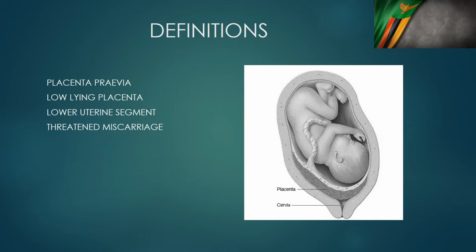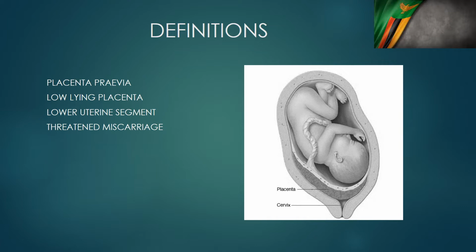So, as usual, we start with definitions. So, what is placenta previa? Placenta previa is a placenta that is lying in the lower uterine segment and covering the os. And we say the placenta is covering the os if it's within 2 centimeters of the internal os. So if the placenta is more than 2 centimeters away from the internal os, we call that a low-lying placenta and not a placenta previa.